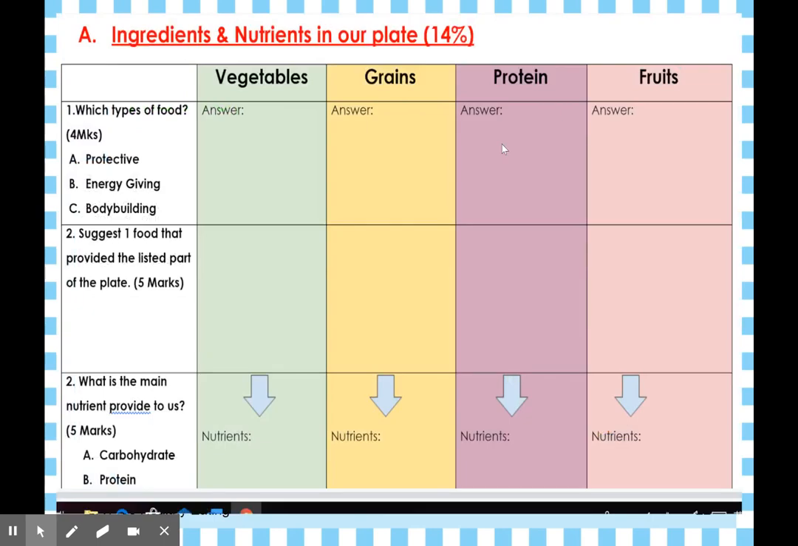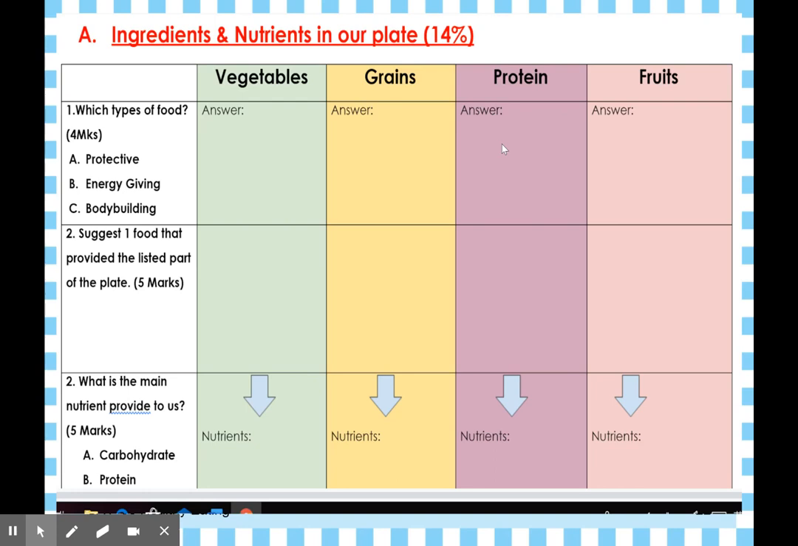Alright, after you choose the dish, remember to separate them into four different kinds of food. Okay, first we have the vegetables. Alright, second, the grains. That means carbohydrates, maybe rice or bread. Okay, the third one is protein. The fourth one is fruits.